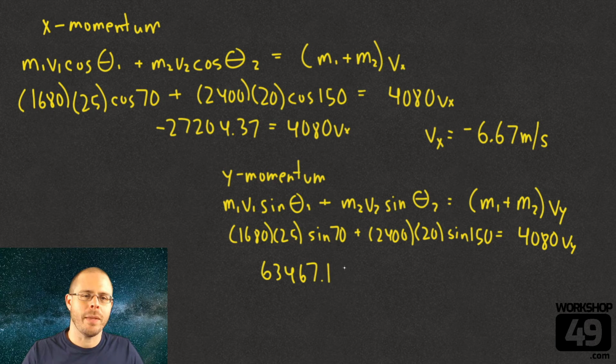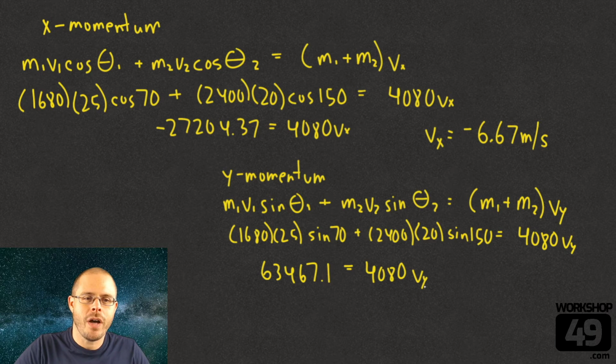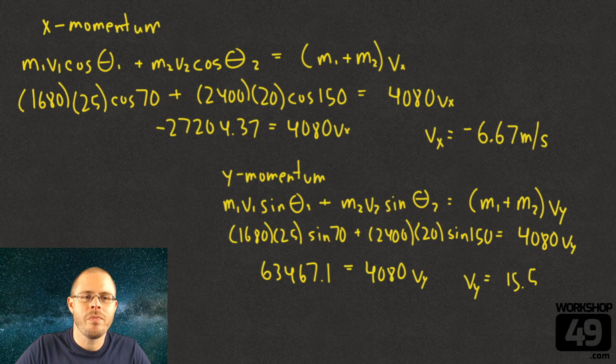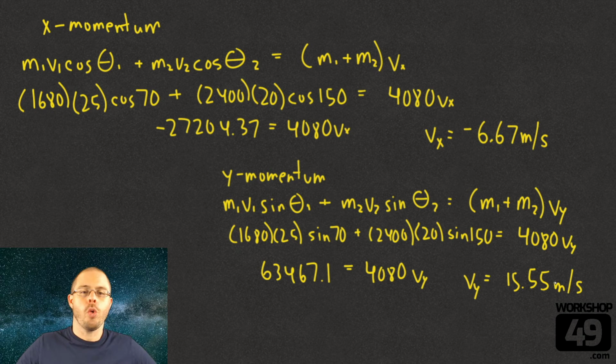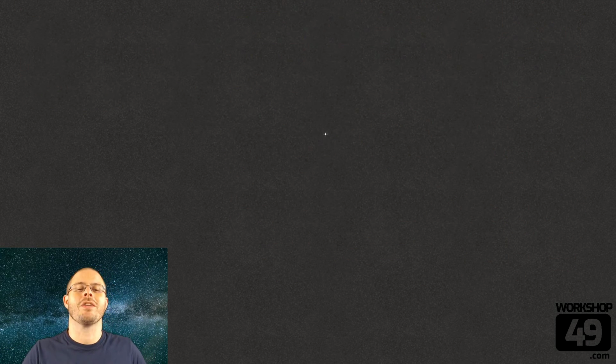Everything that's on the left can be plugged directly into your calculator to get a term. We can simplify this to get it equal to the 4,080 Vy, divide both sides by 4,080. Vy is 15.55 meters per second. We're sliding north. The Vx component is negative, it's going to be west. The Vy component is 15.55, it's going north. It's time to draw a little triangle and figure out what our final vector is going to be.